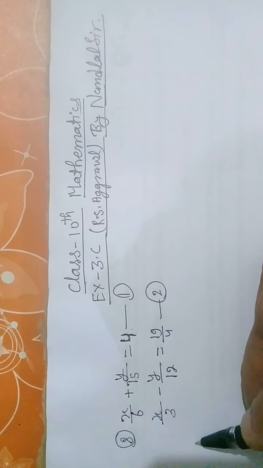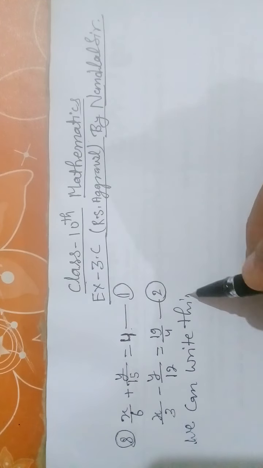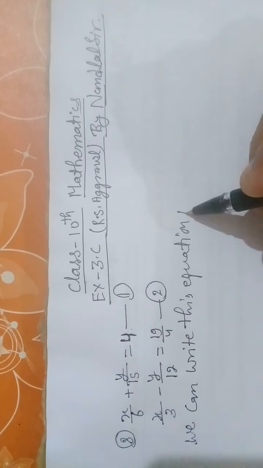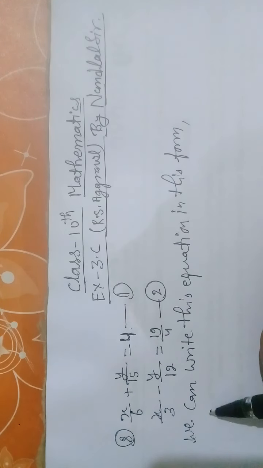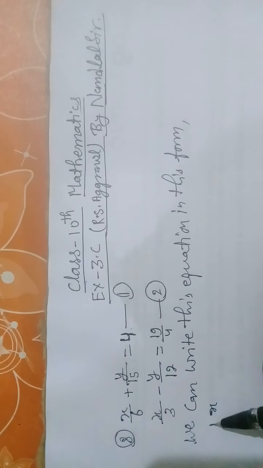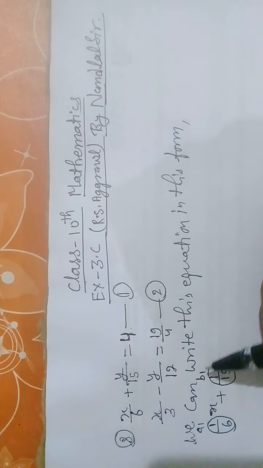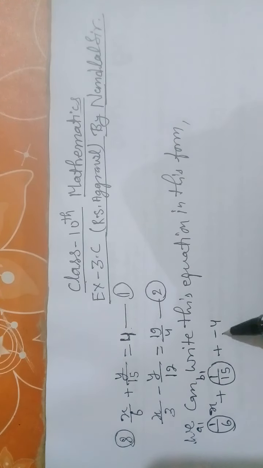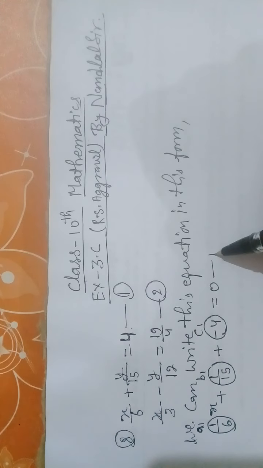Here, first I am going to change this equation into this form. We can write: x times 1 by 6, that is a1, plus y times 1 by 15, that is b1, plus minus 4, that is c1, is equal to 0. Equation 1.